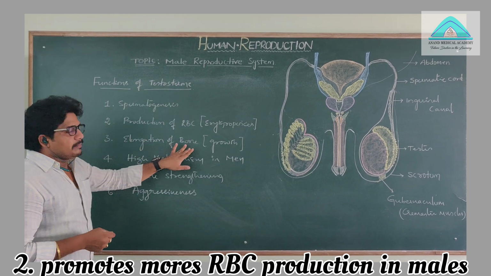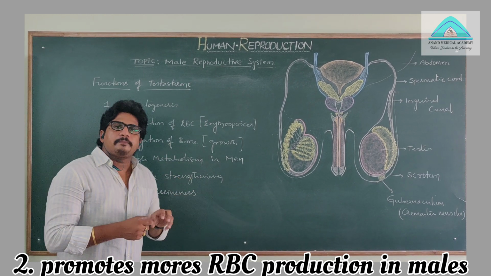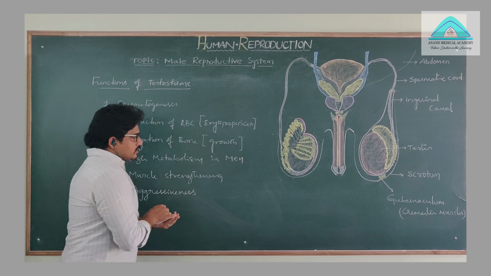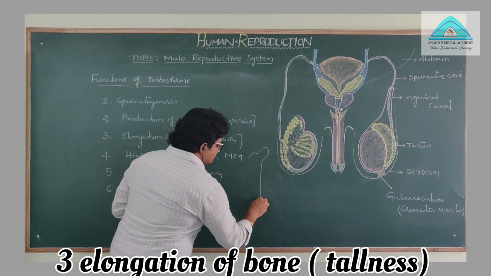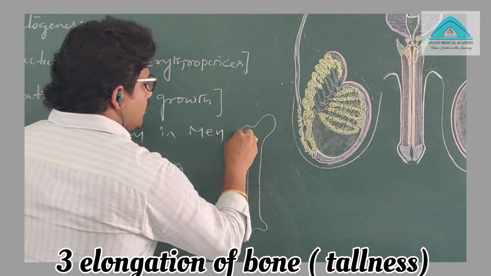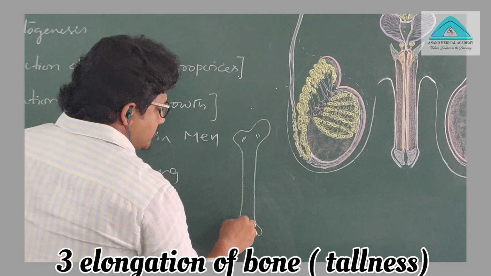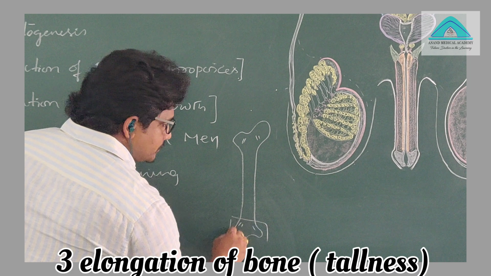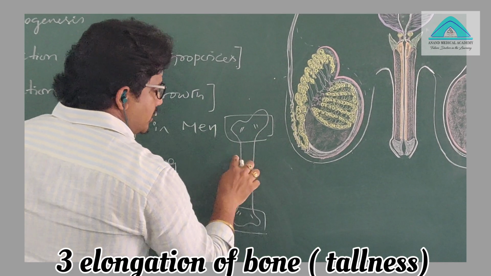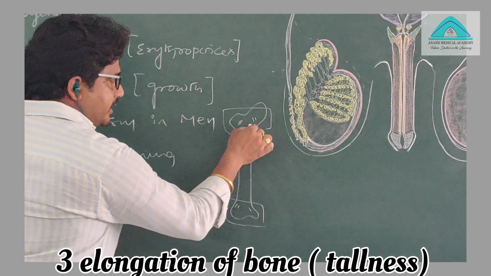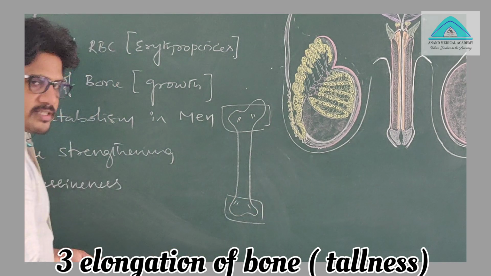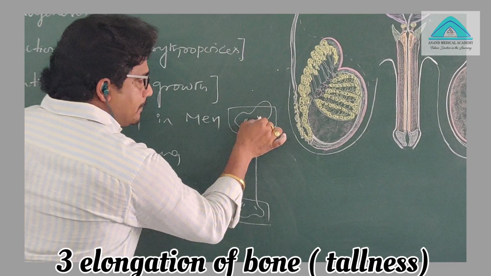Now, elongation of the bone. Epiphyseal plates of the bone. Suppose this is the bone, everyone knows that bone growth is bidirectional. These are the epiphyseal plates present in the soft bone. These two are soft bones, and this is the hard bone, and this is called epiphysis, this is called diaphysis. They are called epiphyseal plates.